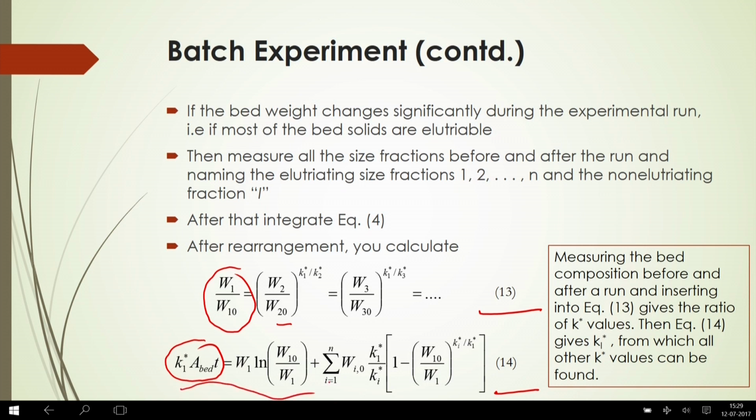Now, measuring the bed composition before and after a run and inserting into equation 13 will give you the ratio of K star values. Then equation 14 gives K I star, from which all other K star values can be found.